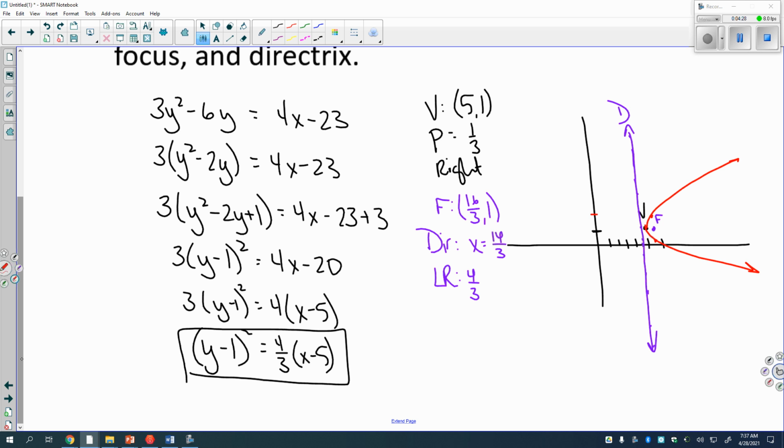I know I listed out a couple of extra things here with the p and the opening to the right and the focal width or latus rectum. Those things are helpful just to sketch the graph and sketch it nicely.